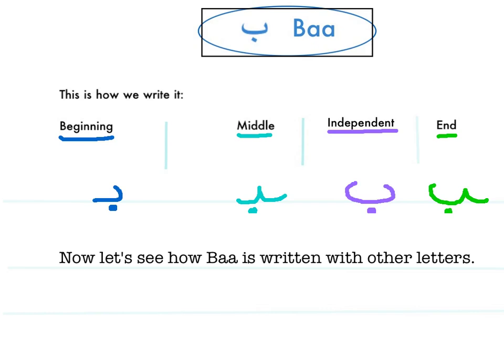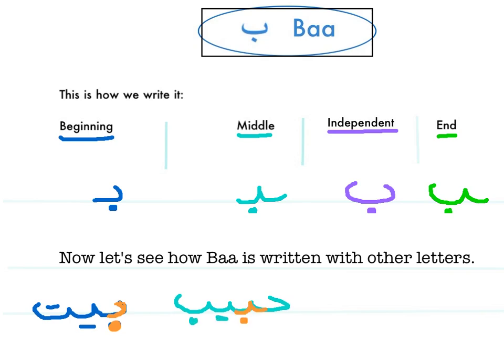Now watch as I write the word bait. The word bait has Ba in the beginning of the word and it means house. Now watch as I write the word Habib. The word Habib has Ba in the middle of the word and it means deer.